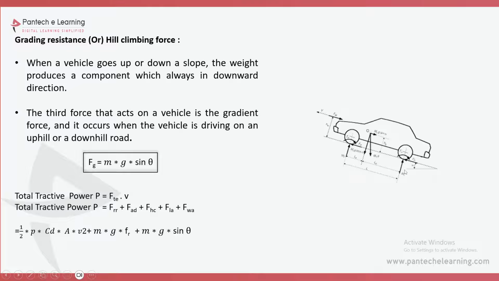Here the height depends on how much slope the car travels, so theta is the slope value, and we consider sin theta. This is the formula of gradient resistance. The rolling resistance formula is m into g into fr. The gradient resistance formula is m into g into sin theta. Aerodynamic drag force is half into rho into Cd into A into v square.